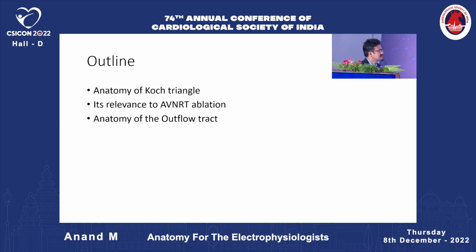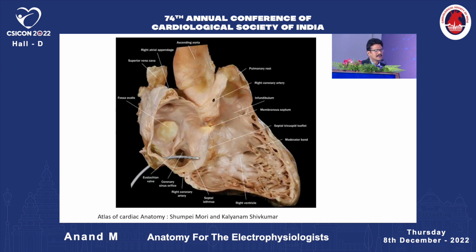In this talk, we'll see about the anatomy of the Cox triangle, its relevance to AVNRT ablation, and anatomy of the outflow tract. So this is the anatomical picture where the RA and the RV have been cut away. The catheter is passed from the IVC into the tricuspid valve. This is the IVC, this is the CS, and this is the roof of the CS.